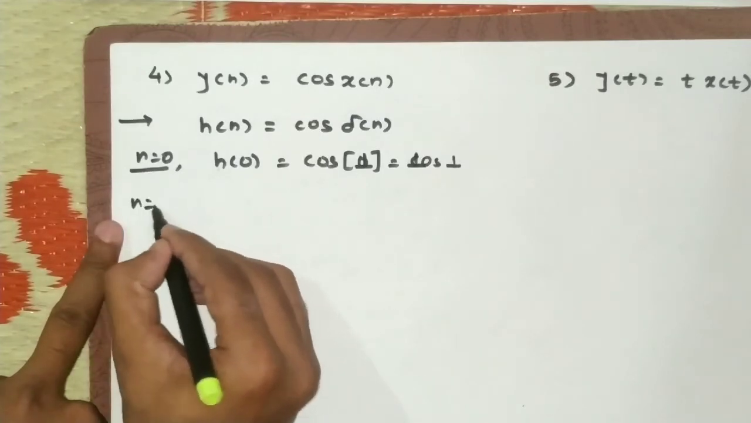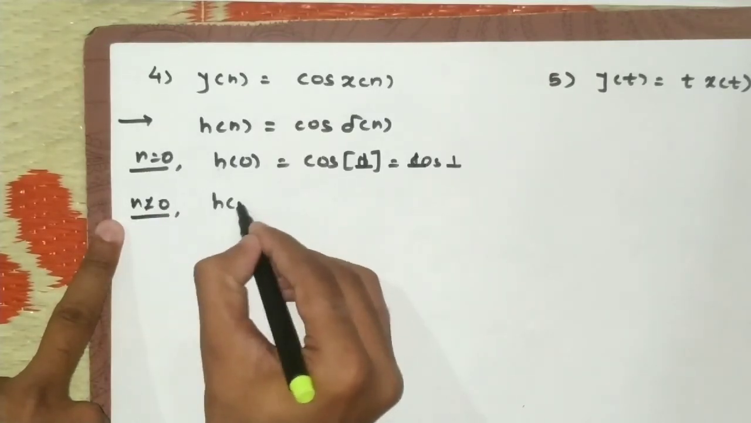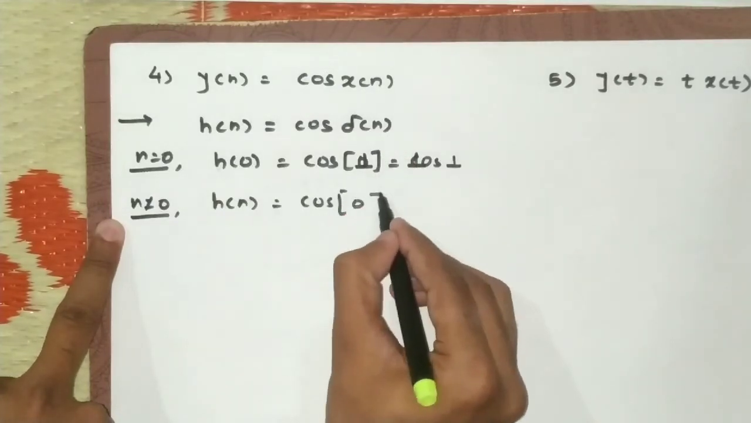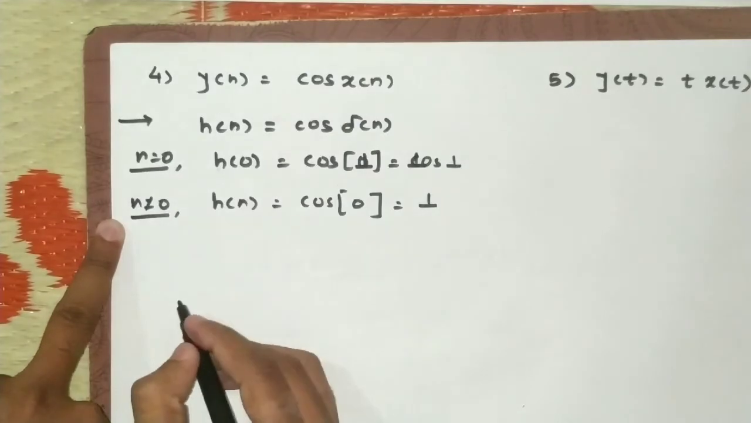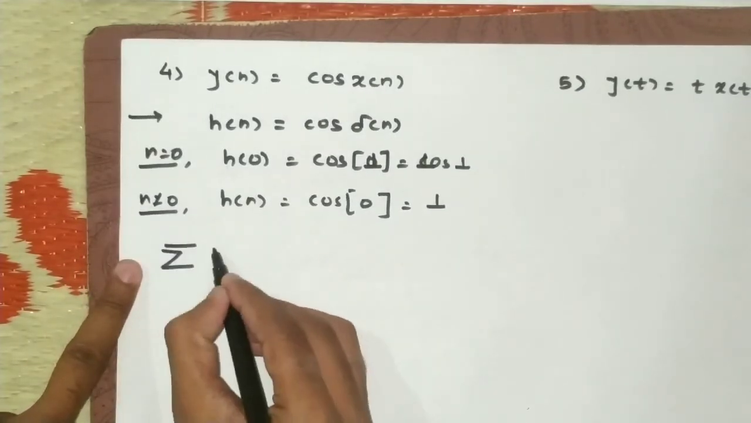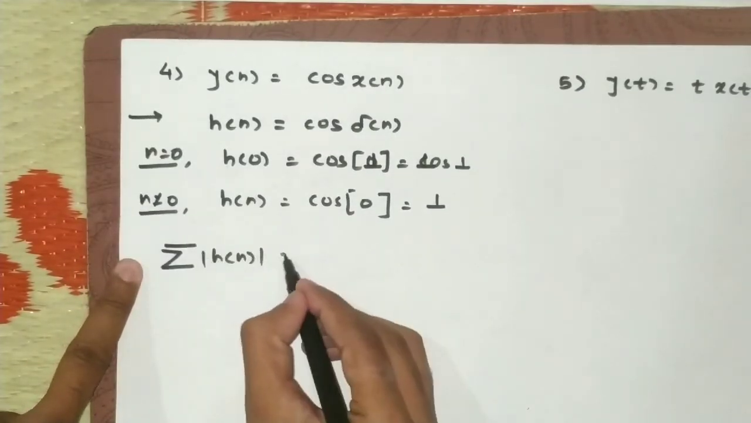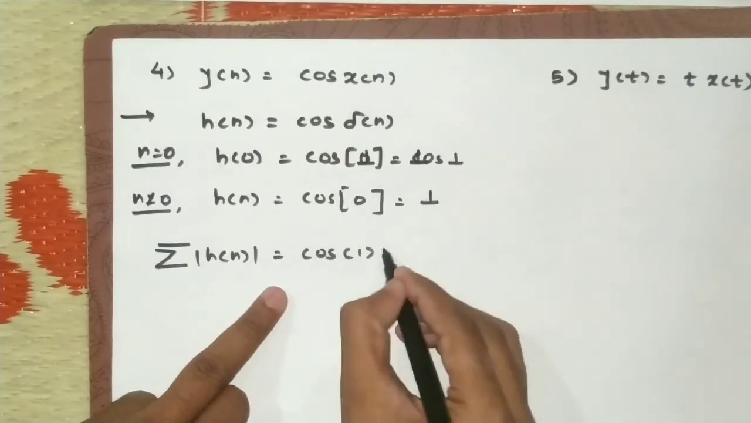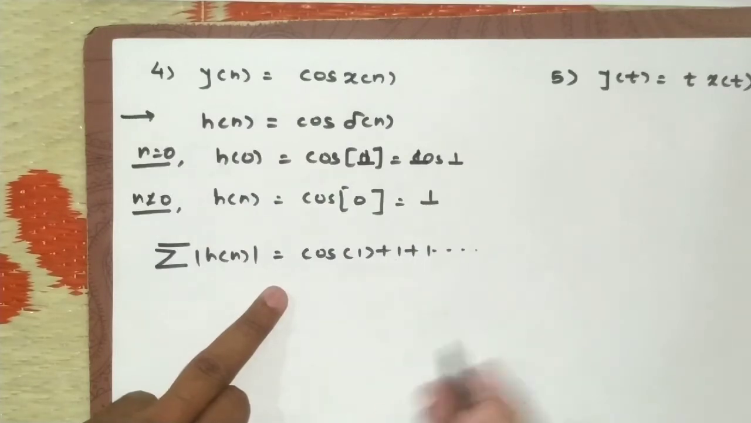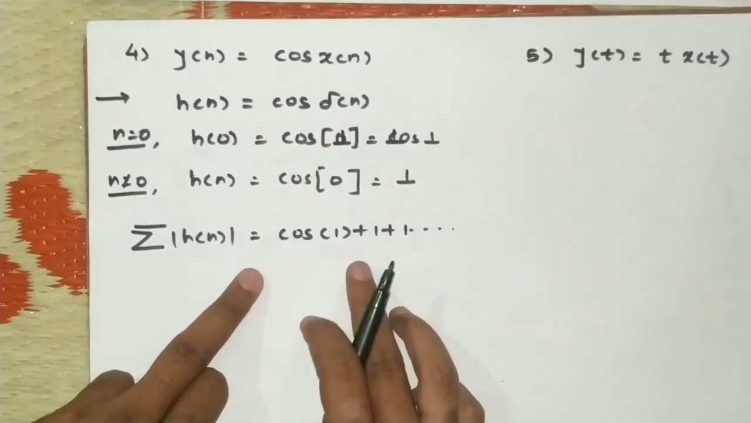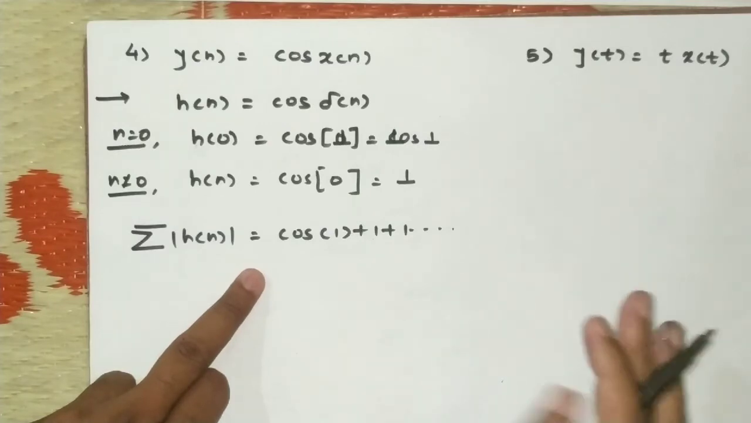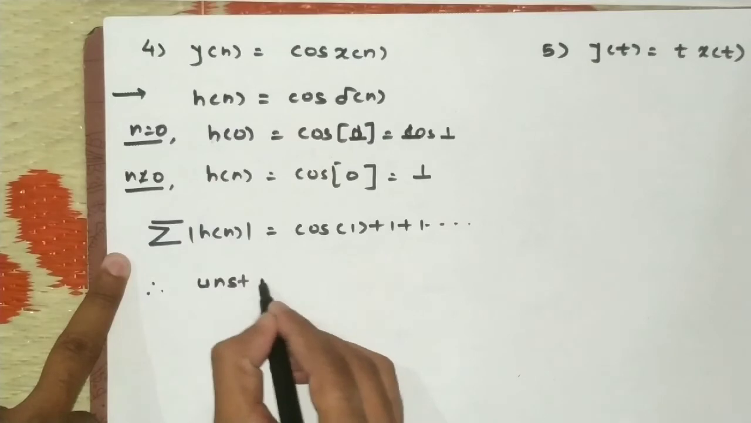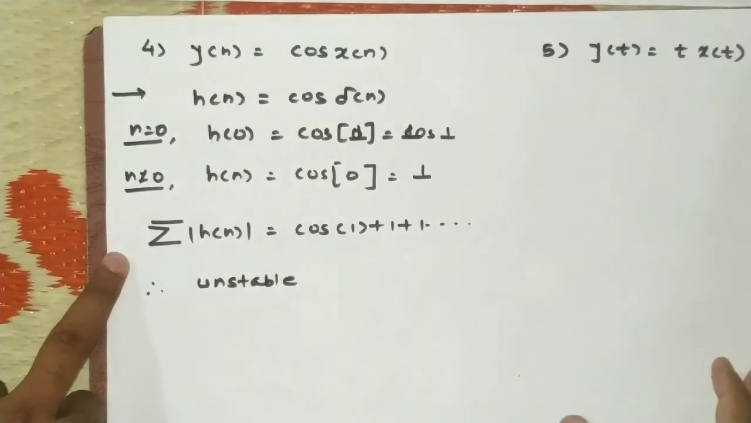Next, for n not equal to 0, h(n) will have cos of δ(n), and δ(n) is going to be 0, that means it will have an amplitude 1. So summation of h(n) becomes the addition of all those sample values, it will be cos 1 plus 1 plus 1 up to infinity. Now if you see, the series never converges, that means it will remain continuous. Therefore the system is said to be unstable.